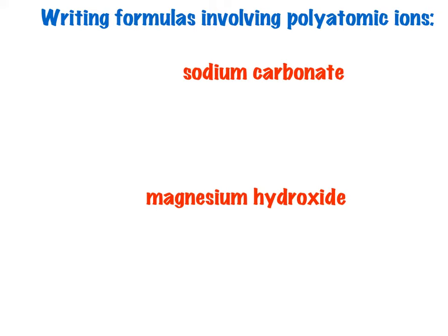Now for writing the formulas involving polyatomic ions, now that you know how to do the crisscrossing method for ionic compounds, these are not too hard because they're basically done the same way. So let's take this first one here, sodium carbonate. We have to start with our metal, sodium.